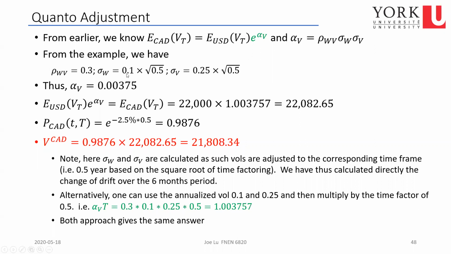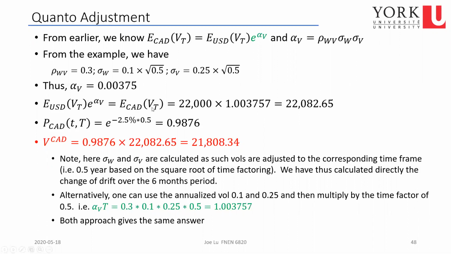The annualized volatility is 10%, but we're looking at the contract of 6 months. So we have to multiply this by the square root of 0.5. By the same token, the annualized volatility of the Dow 30 is 25%. And again, because it's a 6-month contract, we have to multiply by the square root of 0.5 here. So if you just plug in the formula here, you will get an adjustment factor alpha, which is equal to 0.00375.